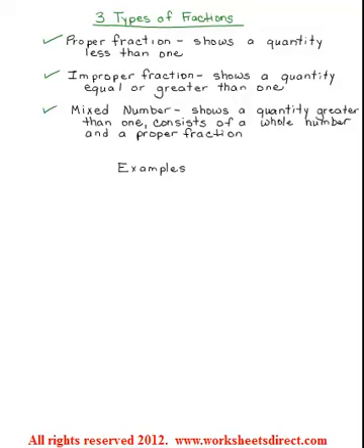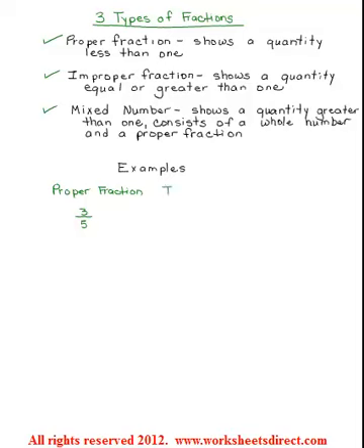Let's look at some examples. We're first going to focus on proper fractions. And our proper fraction, we're going to look at the example 3/5. And one thing you notice about our numerator 3, it's smaller than our denominator 5. In a proper fraction, the numerator, or the number on top, will be smaller than the number on the bottom.